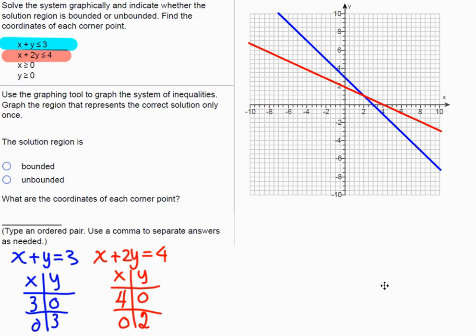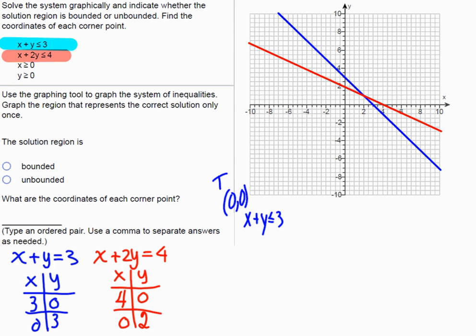The red is x plus 2y less than or equal to 4, and the blue is x plus y less than or equal to 3. Let's use test point 0, 0 and see where we're going to shade. So in the first equation, which is blue, x plus y is less than or equal to 3. Now my test point is 0, 0.